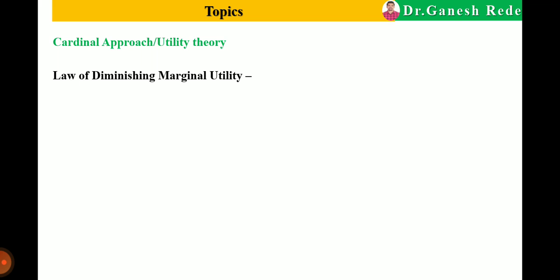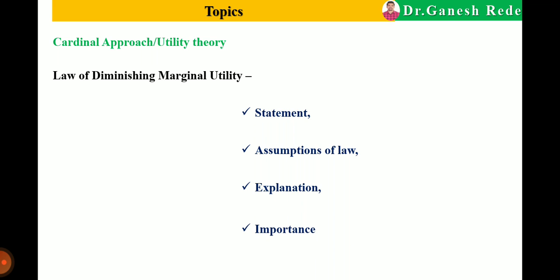So in the cardinal approach, firstly we have to study the law of diminishing marginal utility. In that we have to see the statement, then the assumptions of the law, then some explanation with the help of some examples, then the limitations and importance of the law. So in this lecture we will study the law of diminishing marginal utility, that is LDMU.